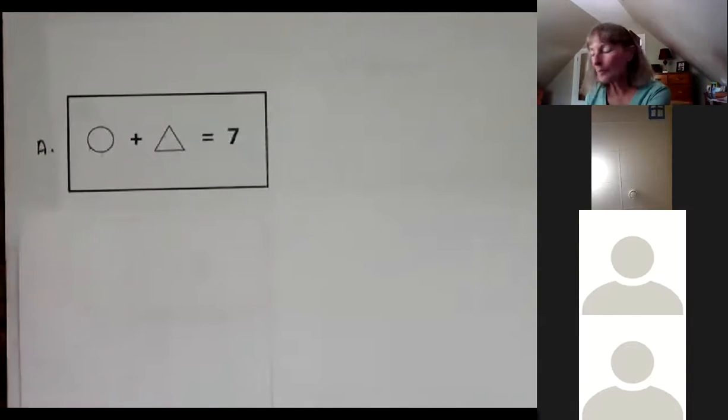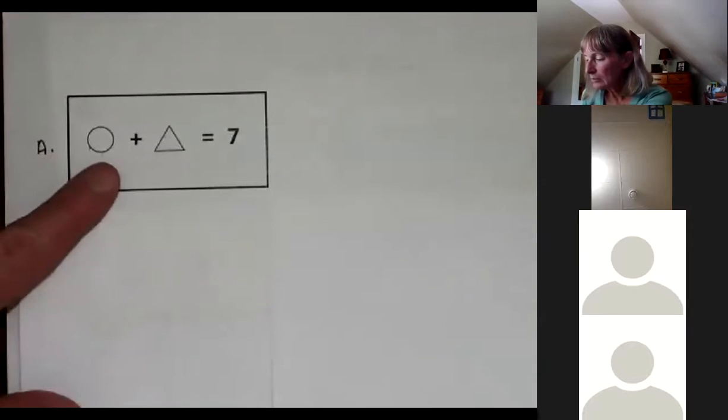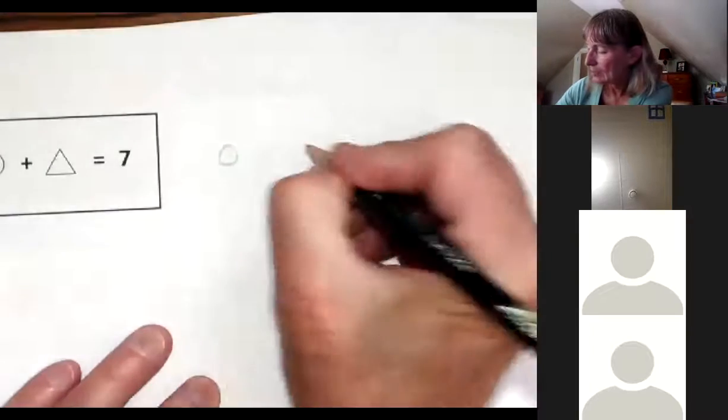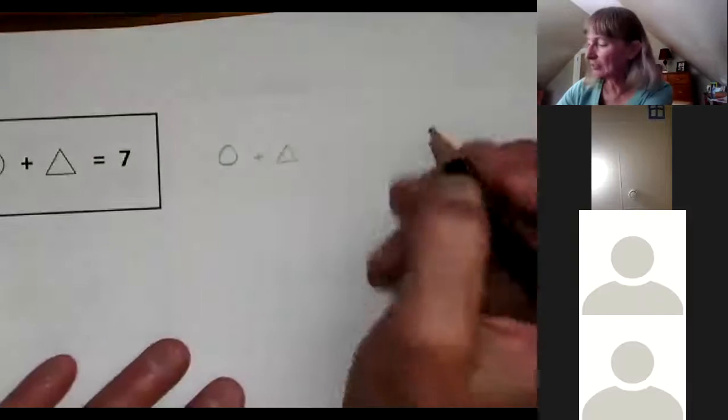So let's think about all the possibilities. What could circle be? And what could triangle be? You don't have to list these. I'm going to do it.